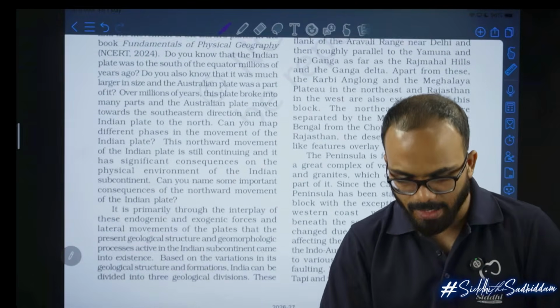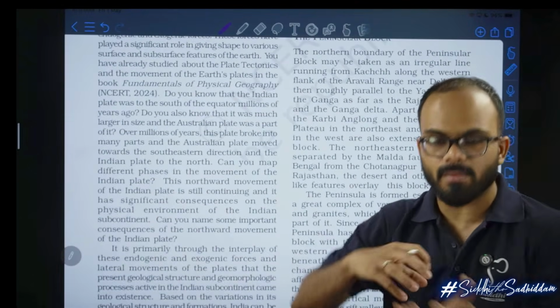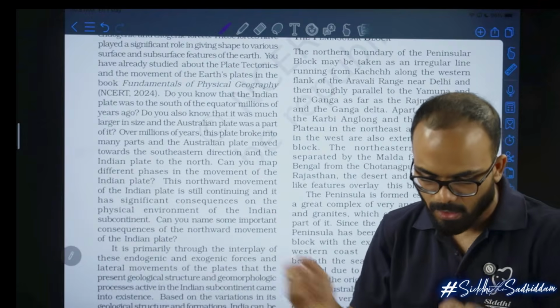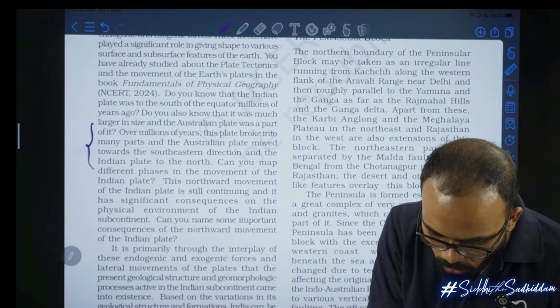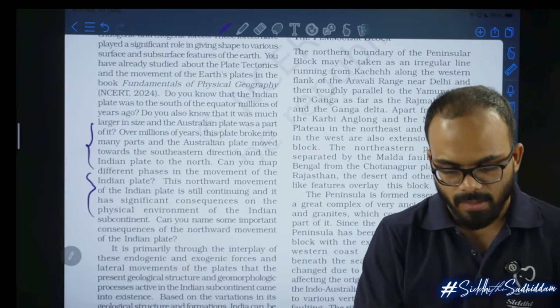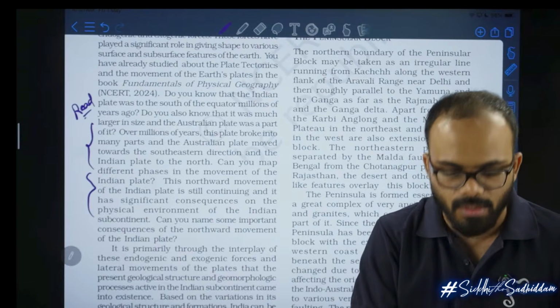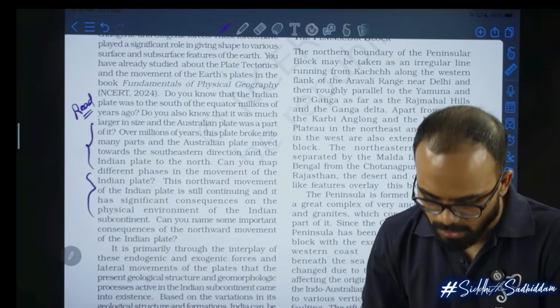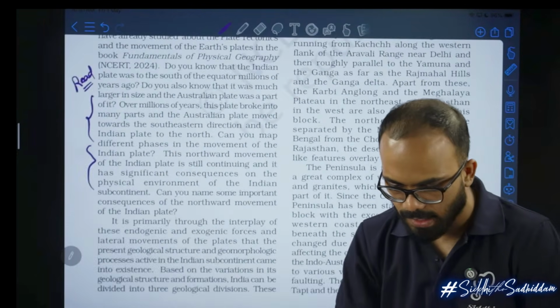Okay, so India has moved from the Australia plate, from Gondwana land, we got separated, and then we moved. We saw this map already. Just give this a single read so that you can understand the movement of the Indian journey. By now we have studied it well in advance.